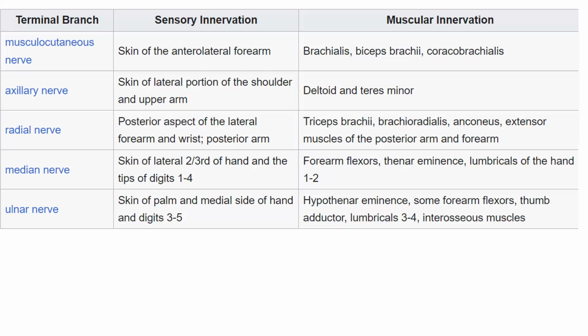You should know about the skin on the medial aspect of the hand, which is supplied by the ulnar nerve. You should know that the interossei are supplied by the ulnar nerve. You should know that the lumbricals 3 and 4 are supplied by the ulnar nerve, while 1 and 2 are supplied by the median nerve. All these are very important. Don't forget about the adductors of the thumb. Don't forget about the forearm flexors. The hypothenar eminence is ulnar, so don't forget these.